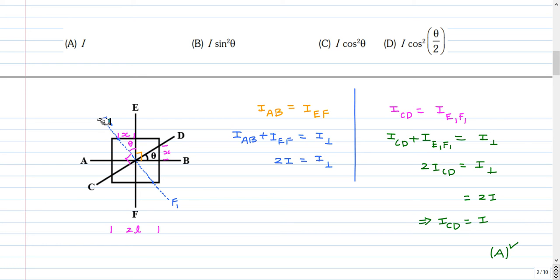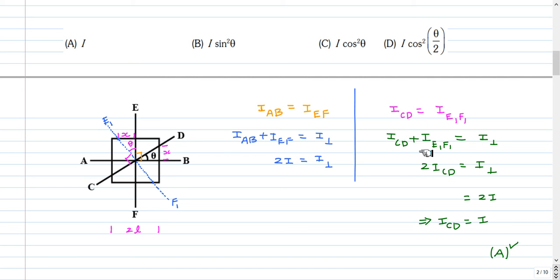The same is true for the axis E1F1. So this distance is also x because it's a square. This length is L, so x is L by tan theta, and this x is also L by tan theta. So about the axis E1F1 also we have two trapeziums which are the same as the trapeziums about the axis CD. So the mass distributions about the axes CD and E1F1 are also the same. This is true because it's a square.